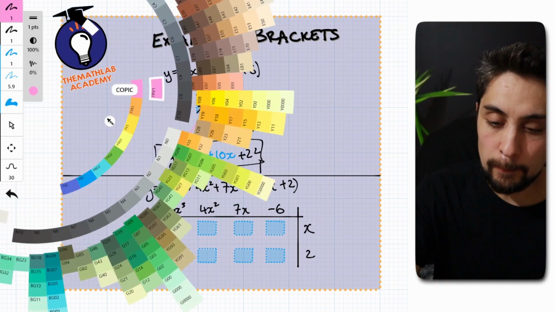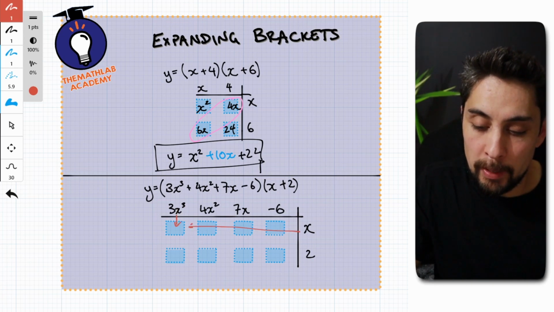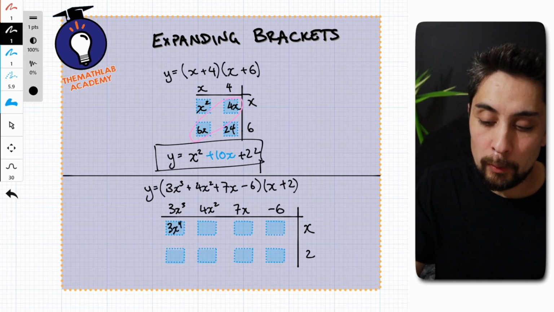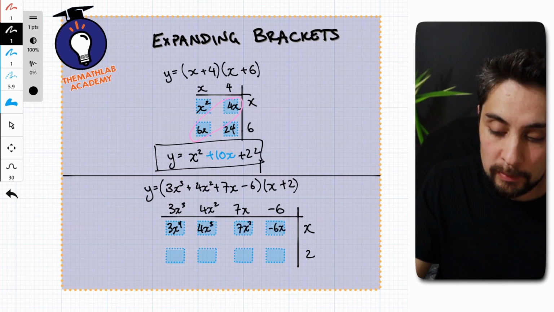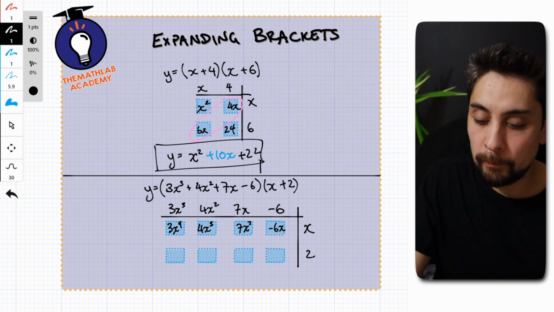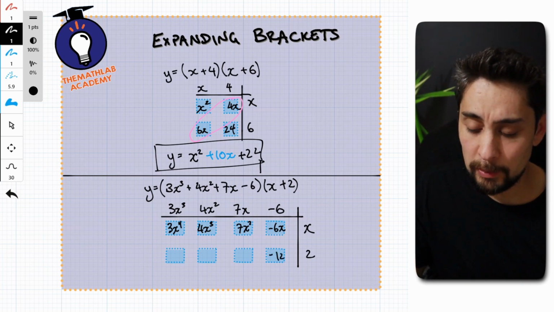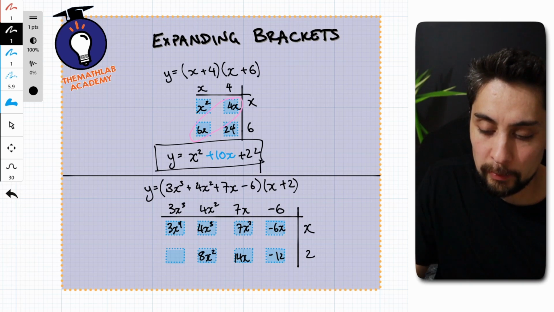So on the top left we have 3x cubed multiplied by x. That is 3x to the power 4. Going across we have 4x squared times x is 4x cubed, 7x squared, negative 6x. On the bottom we have negative 12. It doesn't matter which order you do it in, but for some reason I like to go in this little spiral thing, and I don't know why. Just play with it and have some fun.